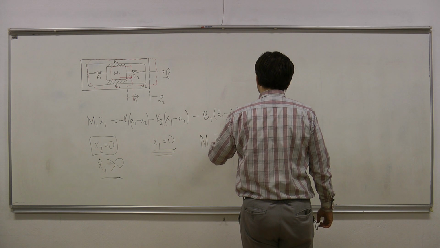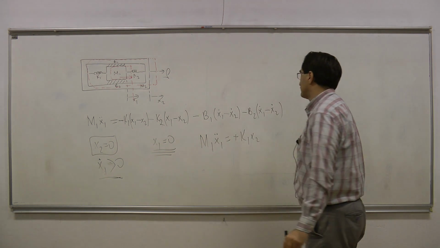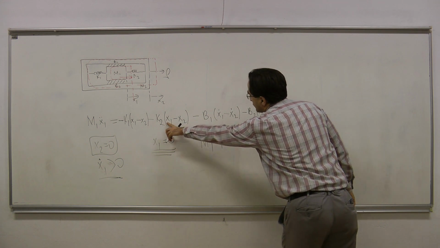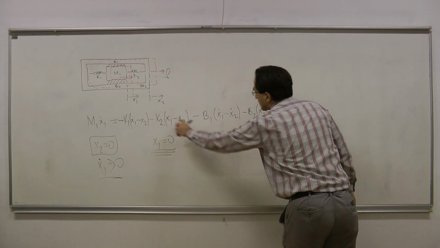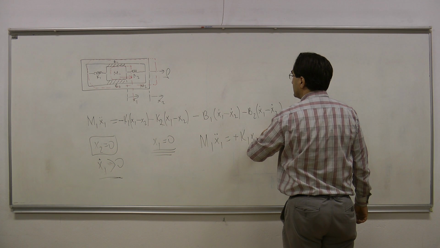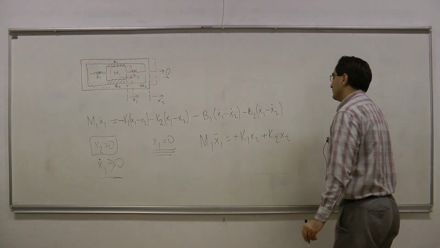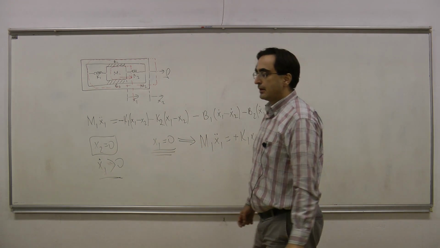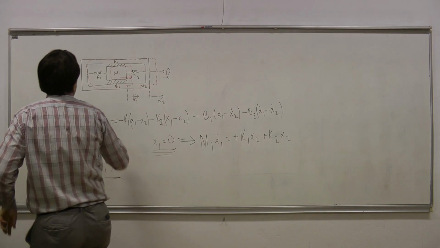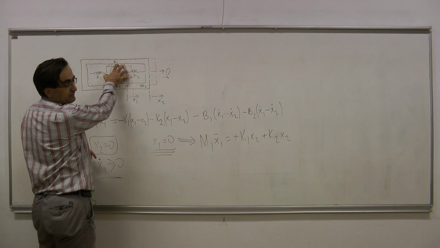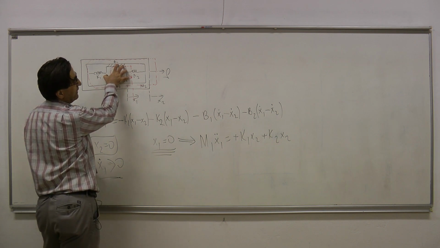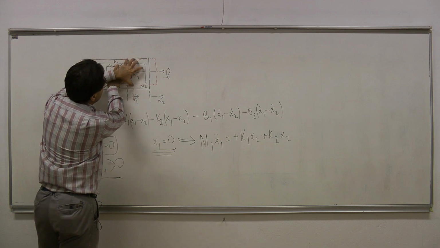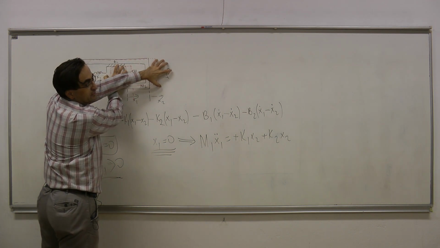This becomes k plus k1 x2. Okay? And similarly, if x1 is equal to 0, then this becomes plus k2 x2. Okay? This is only when x1 is equal to 0. So now suppose that I keep this mass fixed. Suppose that x1 is equal to 0, and suppose that I move only m2 towards the right.